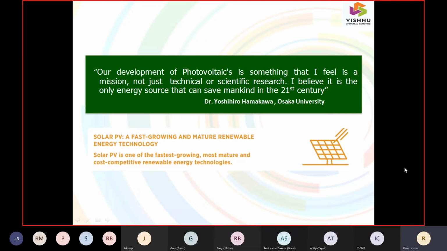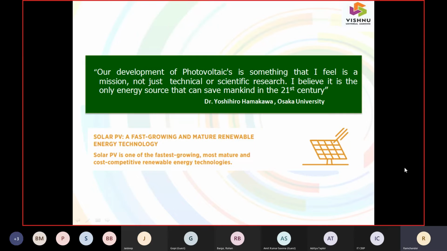I'll start with this quotation by one of the professors from Osaka University. "Our development of photovoltaics is something that I feel is a mission, not just technical or scientific research. I believe it is the only energy source that can save mankind in the 21st century." This is 100% true now.